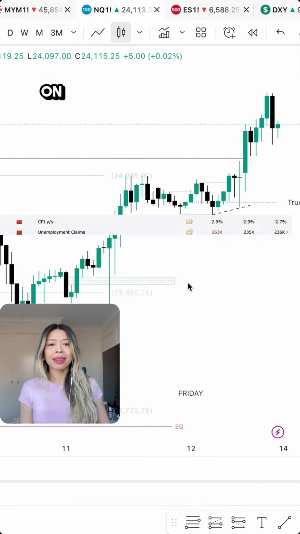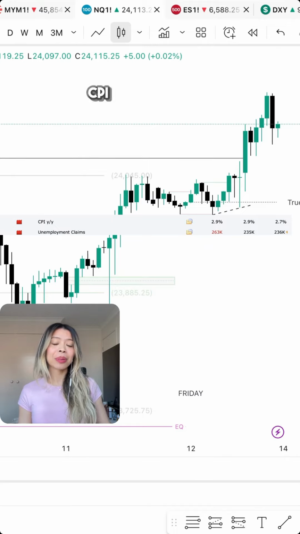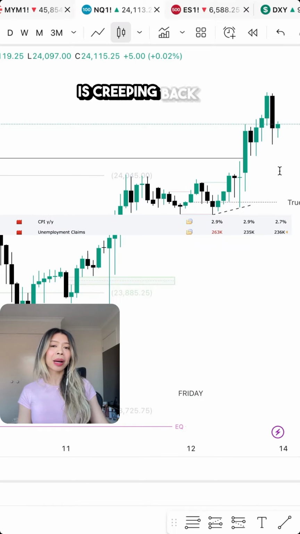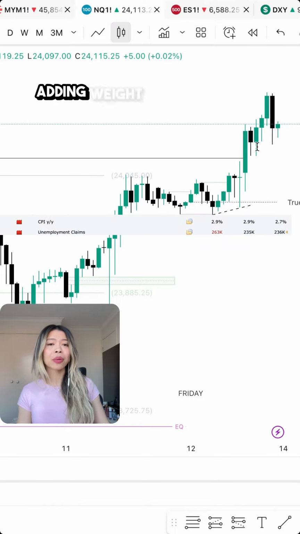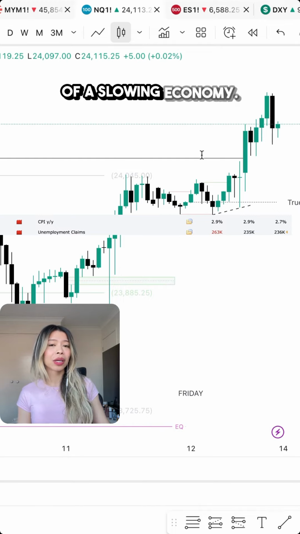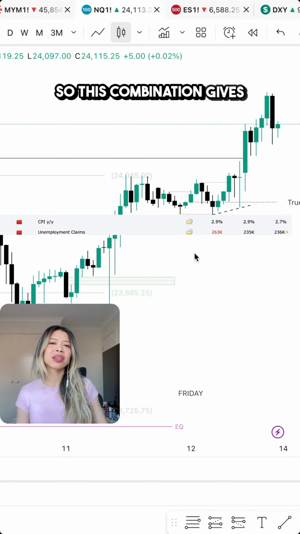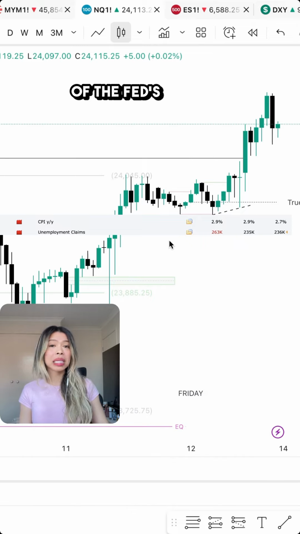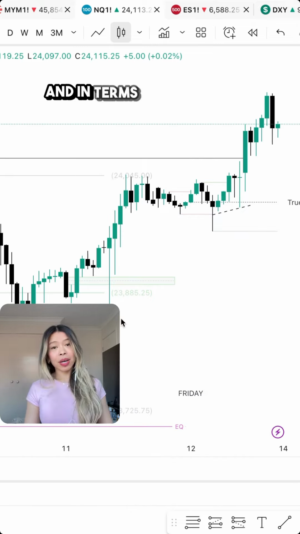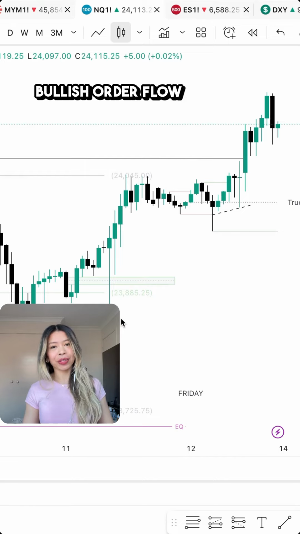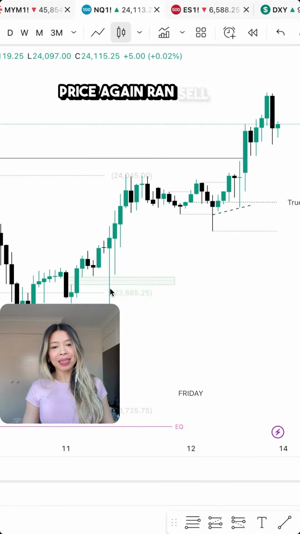On Thursday, the US headline CPI rose to 2.9%, indicating that inflation is creeping back up. The jump in unemployment claims suggests less stability, adding weight to expectations of a slowing economy. So this combination gives mixed signals in terms of the Fed's decision, which will at this point depend on which trend dominates. And in terms of price action, bullish order flow continued. Price again ran sell-side liquidity to give smart money opportunities to long at a discounted level.